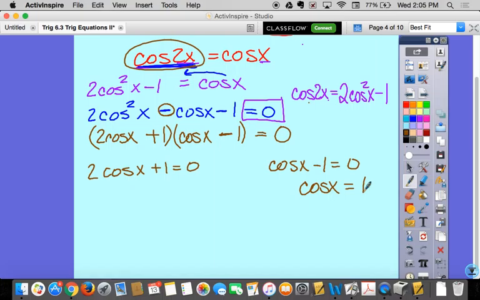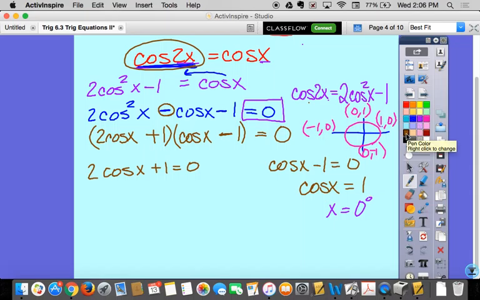This one, I started it just because I noticed it would be an easier problem. When cosine is 1, I'm hoping you realize that that is unit circle. The only place cosine is going to be 1 is at 0. Remember, cosine is your first term, so x equals 0 degrees, and that is all you get there. Now you come over here and you start working. You got 2 cosine x equals negative 1. Divide through by 2. Cosine x equals negative 1/2.